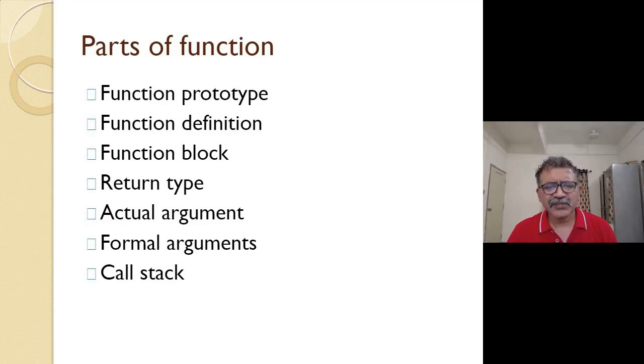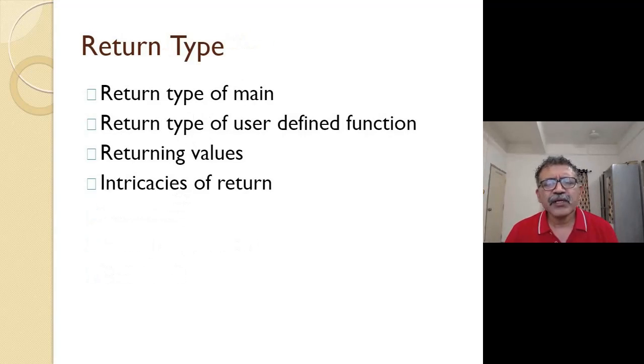Then parts of functions, we will cover all these: function prototype, definition, function block, return type, actual arguments, formal arguments, and call stack. Call stack is very important. Usually it is not taught. Part of that I have already covered. And again, return type of a function, return type of a user defined function, very important. Returning values and intricacies of return. So a lot of terms are there. While writing programs, I will talk about each of these statements. If anything is missing, that will be covered in the programming, right?